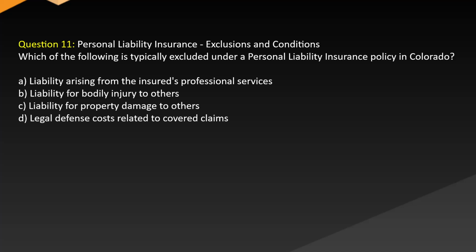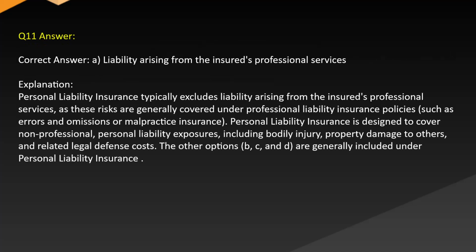Question 11. Personal liability insurance. Exclusions and conditions. Which of the following is typically excluded under a personal liability insurance policy in Colorado? A. Liability arising from the insured's professional services. B. Liability for bodily injury to others. C. Liability for property damage to others. D. Legal defense costs related to covered claims. Correct answer: A. Liability arising from the insured's professional services. Explanation.